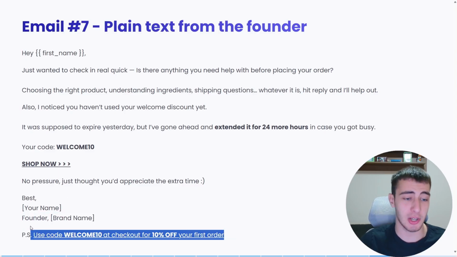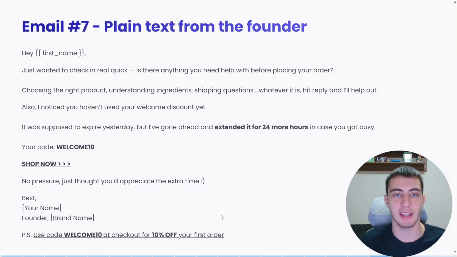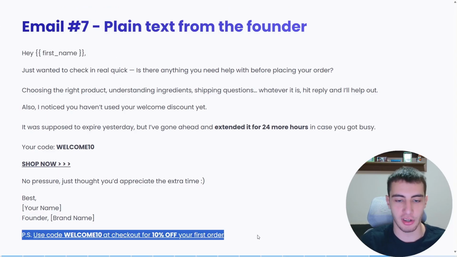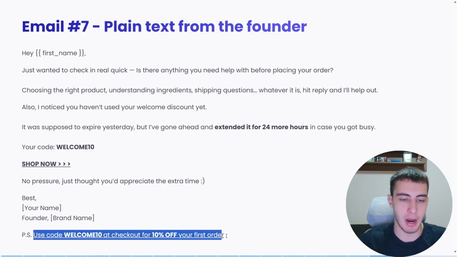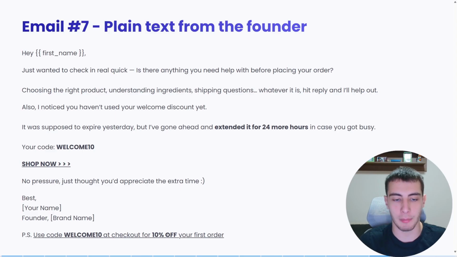So in every single email, especially in these high intent emails that are actually geared toward making a sale, you need to have a PS section, because after the first line, after the subject line, the PS section is going to be the most read line in every single email. So why not use that to your advantage and remind people of the discount code? Use code welcome 10 at checkout for 10% off your first order. This is a link, obviously, and people can click it, right?